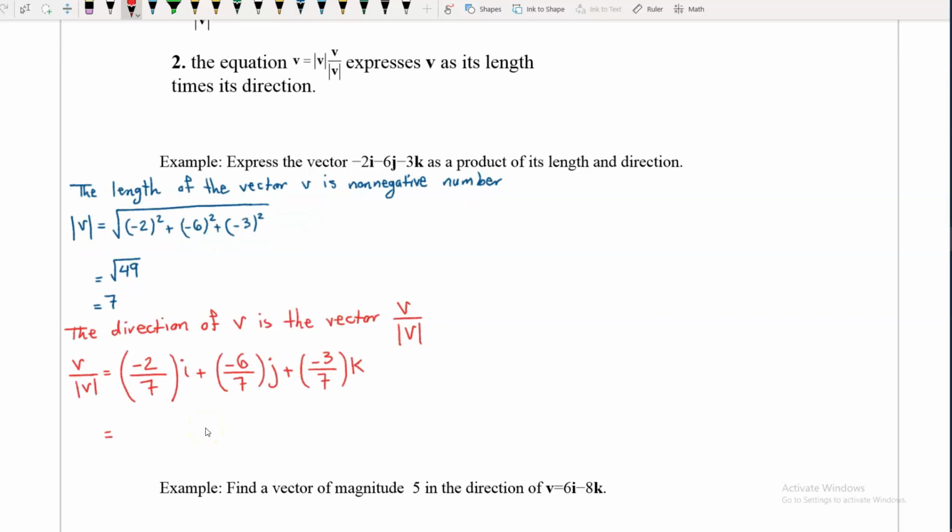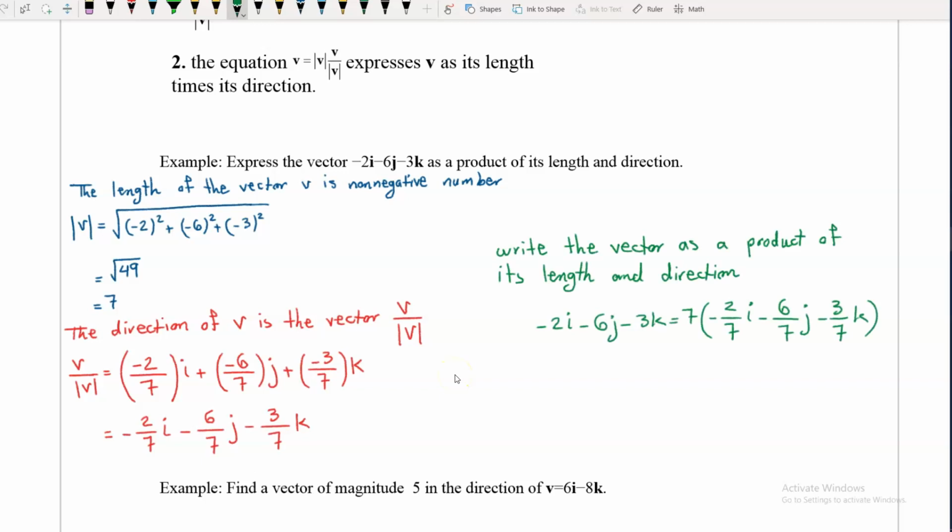The direction of V is the vector V divided by length, so this is equal to, for V we have -2, -6, -3, divided by 7, our length. So here we have -2 over 7 i plus -6 over 7 j plus -3 over 7 k, and this is equal to -2 over 7 i minus 6 over 7 j minus 3 over 7 k.